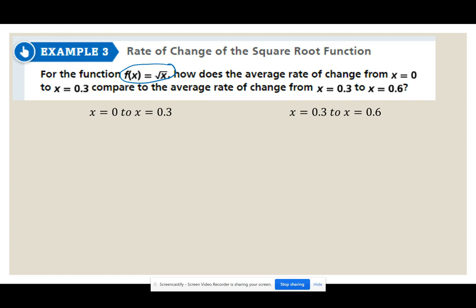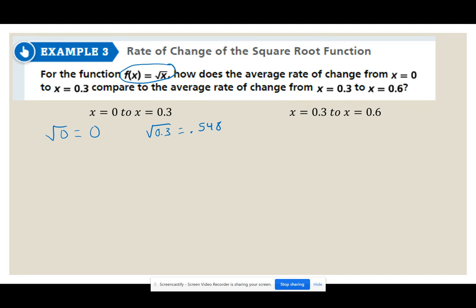So what I'm going to do is substitute these values into that square root function. So my first one says x equals 0, so I'm going to say the square root of 0, and I know that's 0. Okay? And then if I do the square root of 0.3, if I type that in my calculator, I'm going to have to round a little bit. I end up getting 0.548, or 548 thousandths. So those are my two values.